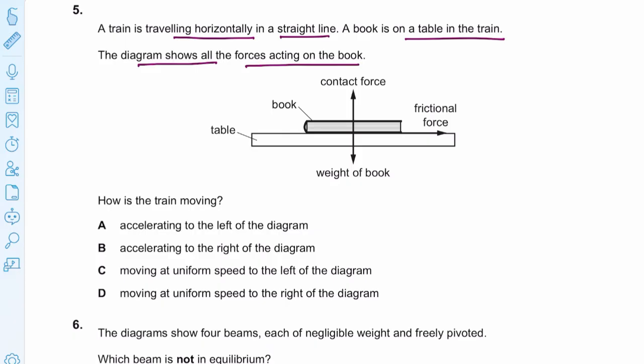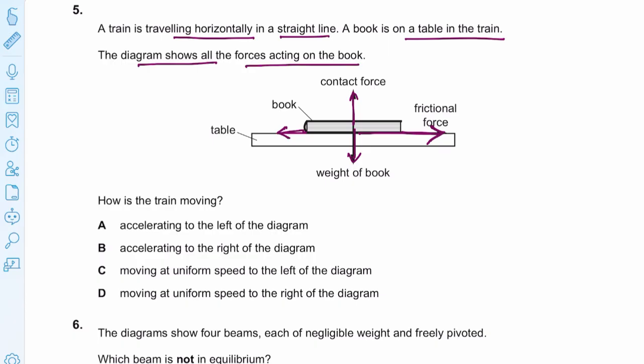Listen, if you see the question properly, the upward force and downward force are equal, which means the book is not moving up and down. Clear? And here only one frictional force is applied on the book. You can see here that means the book is moving in the backward direction. Did you get it, everyone, clearly? That means the frictional force is always applied opposite to the motion, so the book is moving backwards, right?